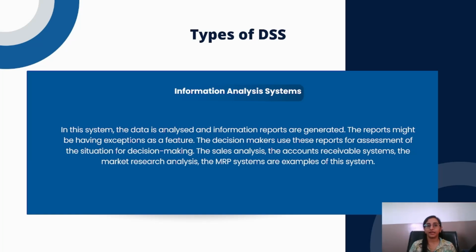One more point we can include in this type of system is material requirements planning system, which is also known as MRPS, which means analyzing inventory levels and production schedules to ensure materials are available for manufacturing processes. In summary, we can say information analysis systems generate detailed reports from analyzed data, including exceptions to support decision makers in assessing situations and making informed decisions.